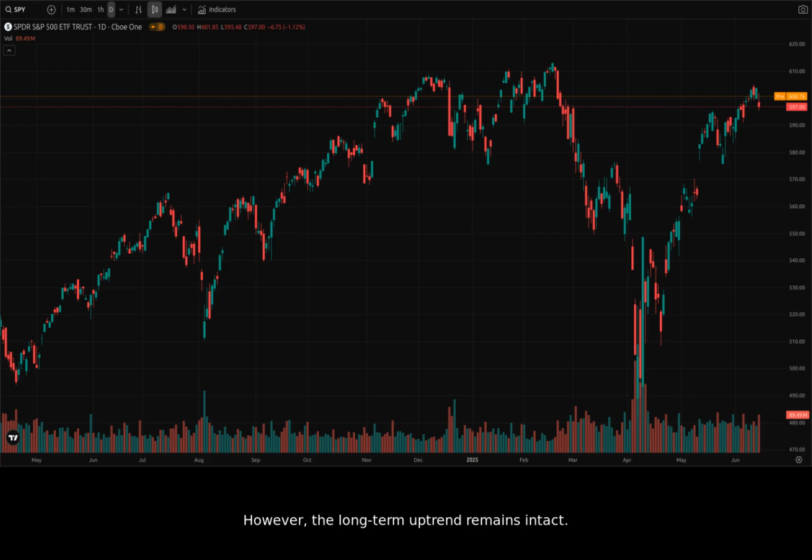However, the long-term uptrend remains intact. Key price levels to watch are 597 as a strong support and 601 and 603 as resistance. The likelihood of breaking below 597 is medium, reinforced if the Israel-Iran conflict escalates.